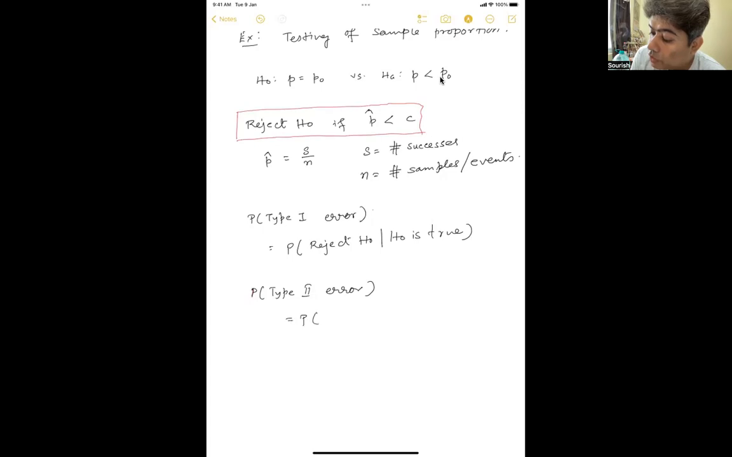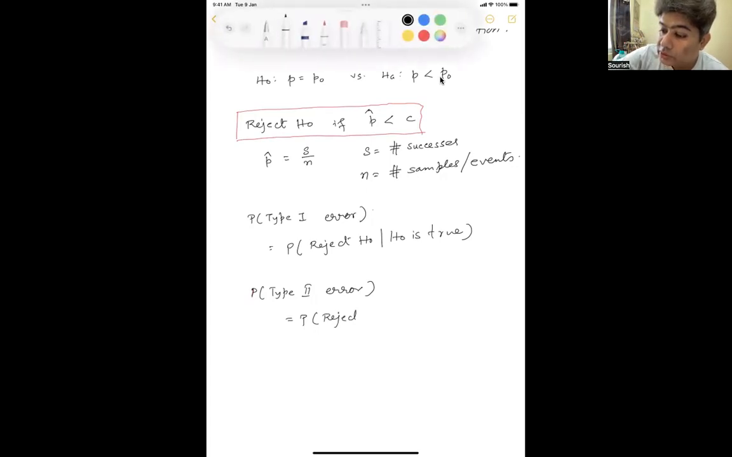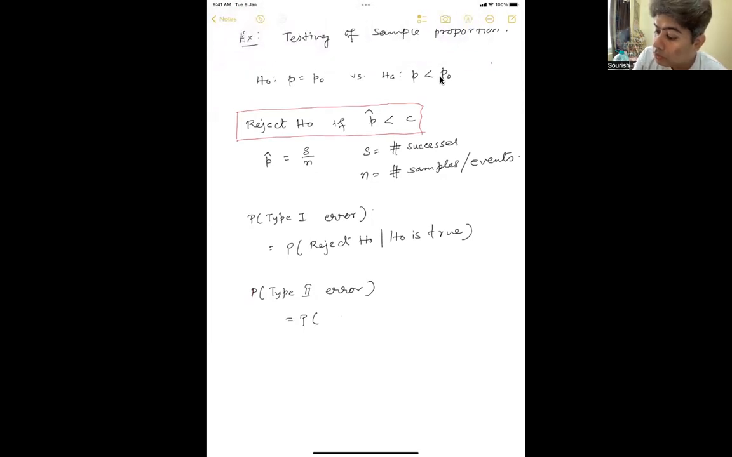The probability that we fail to reject H naught when H naught is false. So these two we have discussed.